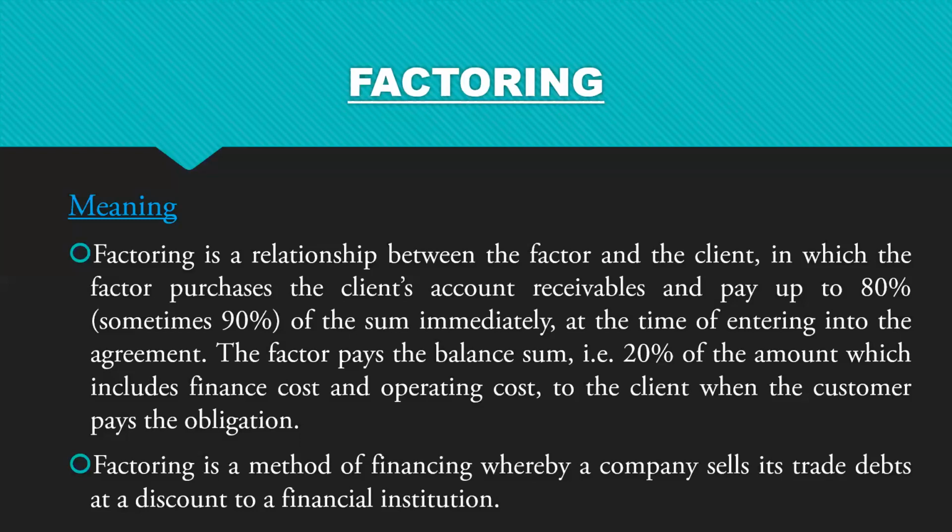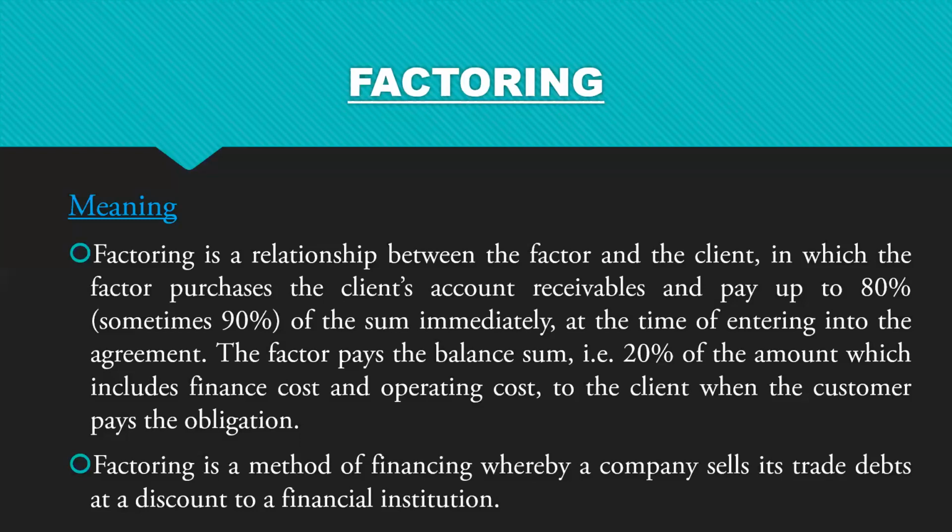So what the businessman will do is he will approach another person known as the factor. He will approach the factor and he will ask the factor to do this activity for him. That is, he will ask the factor to manage his bills receivable or credit sales. So the accounts receivable is managed by a third party known as the factor, who will take up the responsibility of collecting all the dues or all the trade debts of the client. So that is known as factoring.